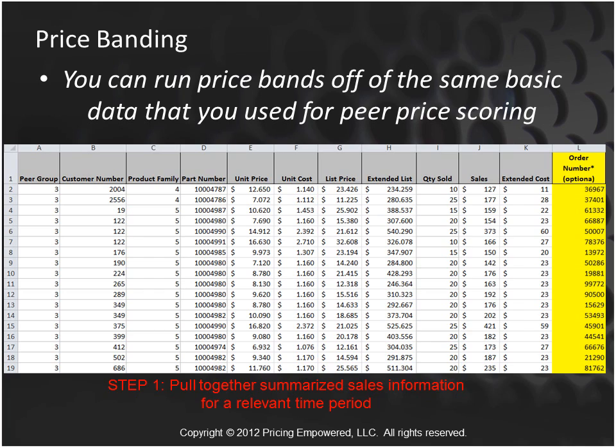To run a price band, you start with the same basic sales data. If you are interested in running the analysis by transaction count, you will want to include order number in the data. This will make the file larger, as it is possible that the same customer might have purchased the same part number multiple times. For our example, we will simply use the same summarized data from before.